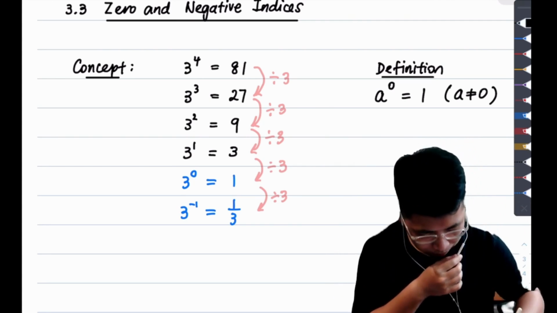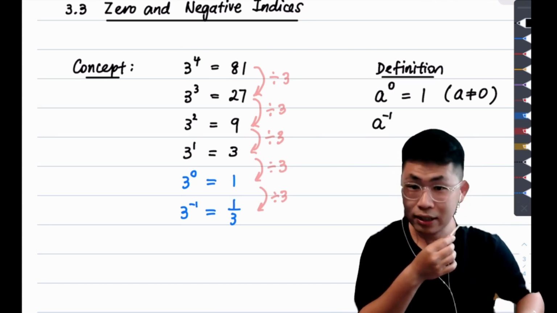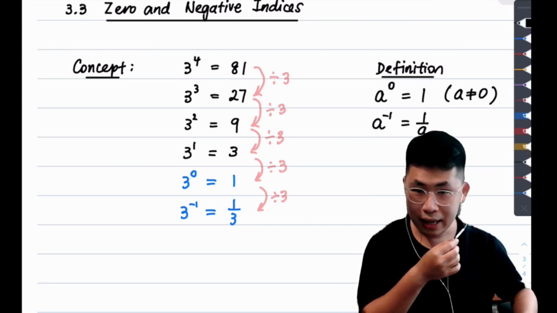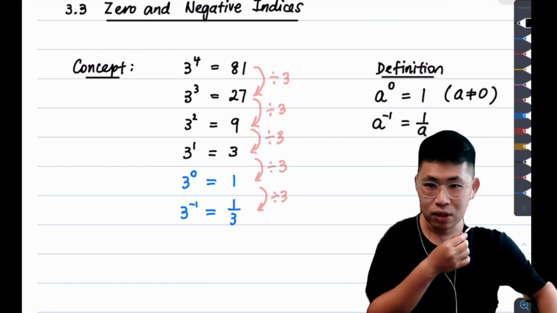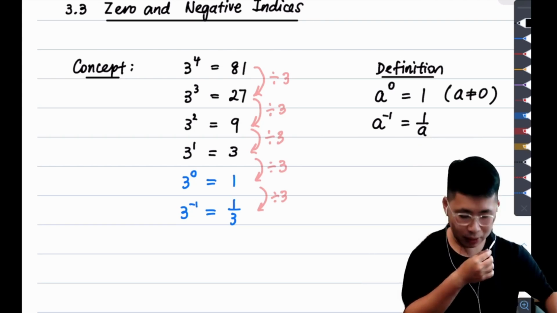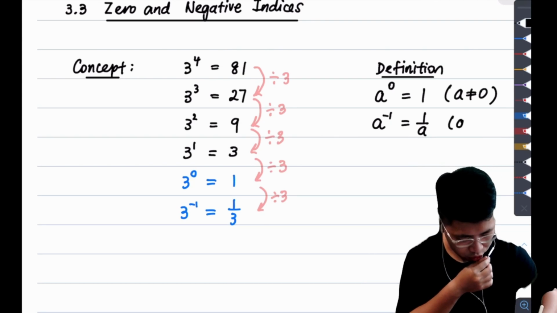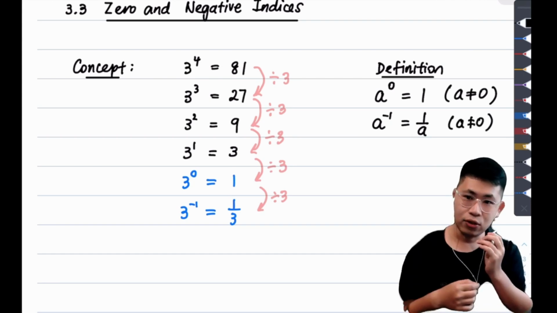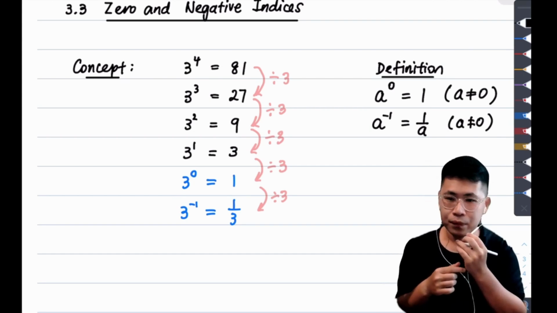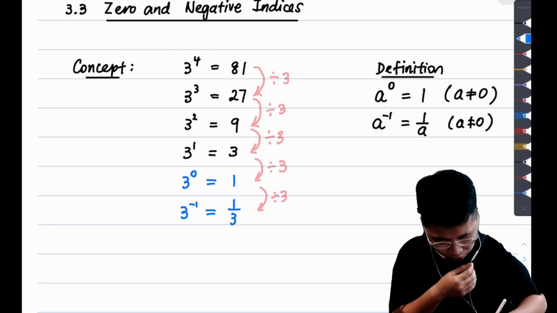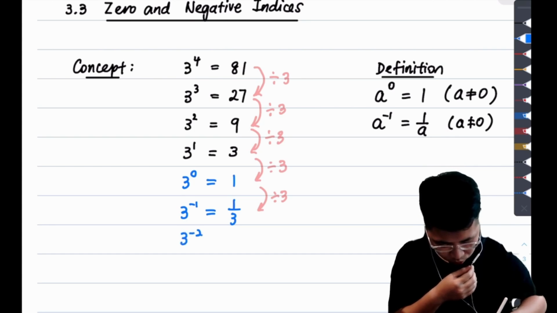In the same way, a to the power of negative 1 will be equal to 1 over a. Same thing over here, a cannot be 0. Same condition, because 1 divided by 0 is undefined. You get your math error over there. Let's push one more step further. We have 3 to the power of negative 2.